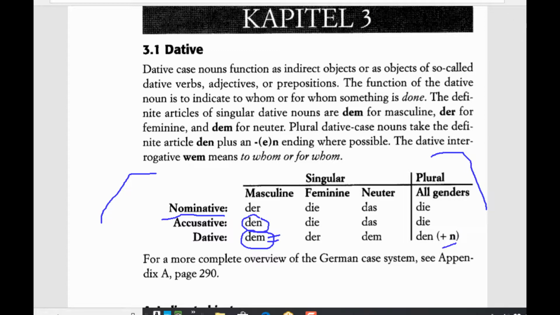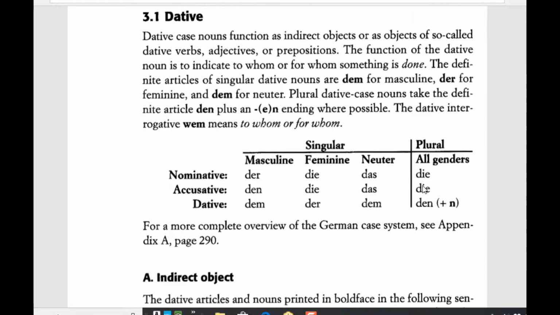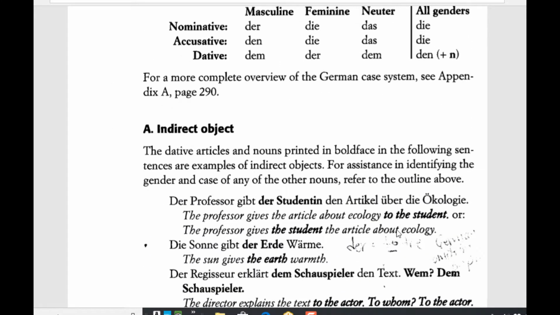Really, the whole foundation of the language is based on the declension of the definite article. So when you see a definite article, you have to explain what case it is, and that will indicate the role of that word in that sentence. Okay, let's take a look at some examples.